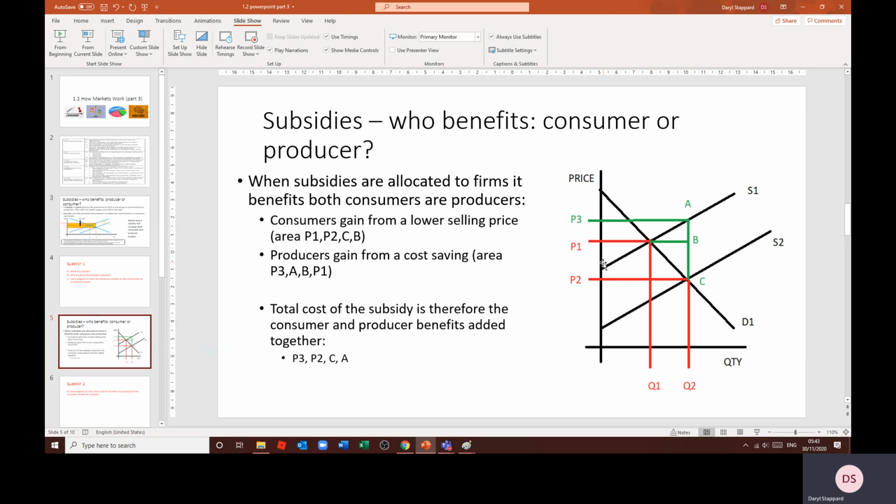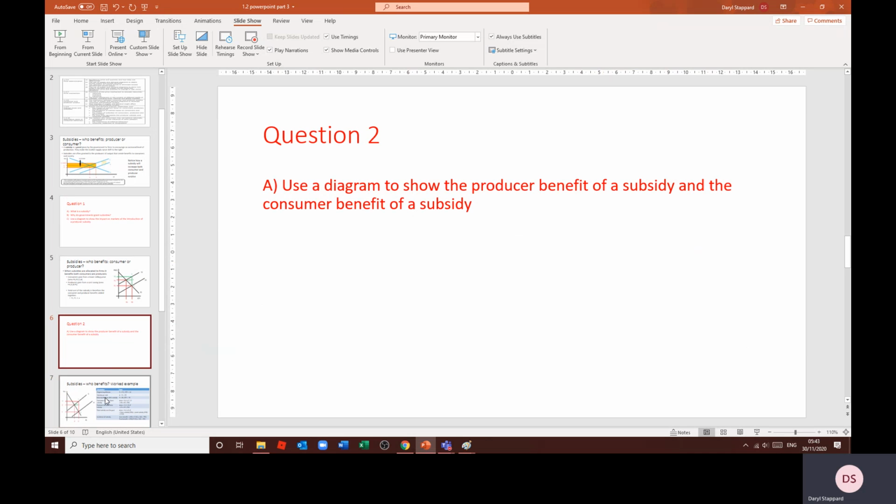And what we'll do later in the video, we'll look at some numerical examples to think about what we've got here. Right, now, just to take stock of what we've done in this previous diagram, I would now like you to put down your answer for this question. So use a diagram to show the producer benefit of a subsidy and the consumer benefit of a subsidy. So hit pause now, please, and when you're happy, please hit play, and we'll move on with the rest of the video. So hit pause, please.